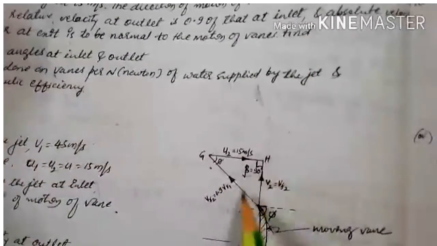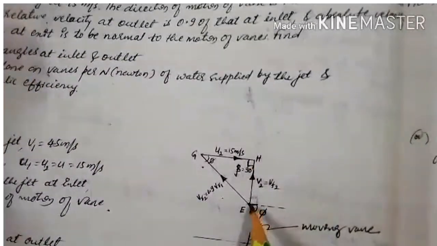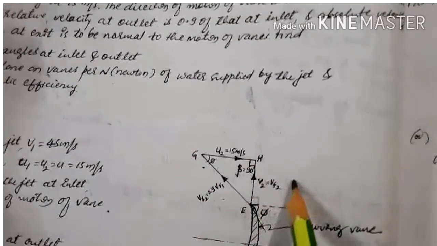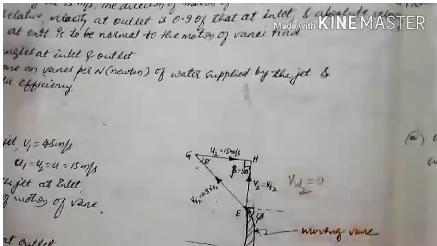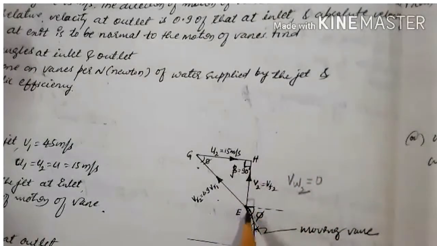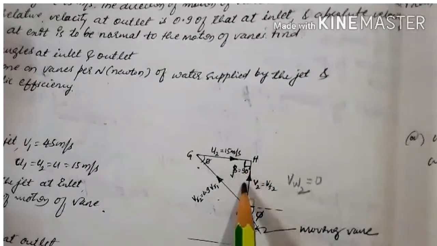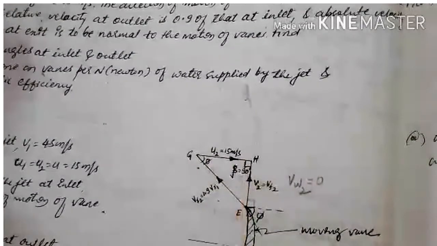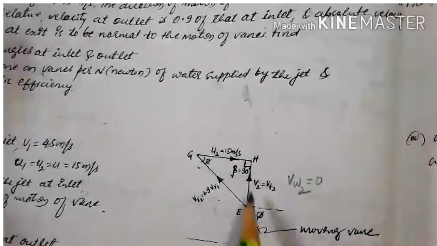Similarly, at outlet, the jet is leaving the vane by making an angle of 90 degree, that is V2 equal to VF2. Hence VW2, that is the whirl velocity, will be 0 here. So in this case, because the jet is leaving the vane by making an angle of 90 degree, beta is also 90 degree. Then this is the vane velocity, at the inlet tip as well as the outlet tip. Both are moving at the same velocities.